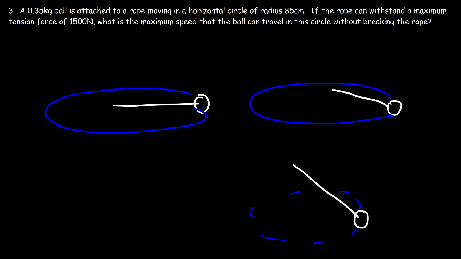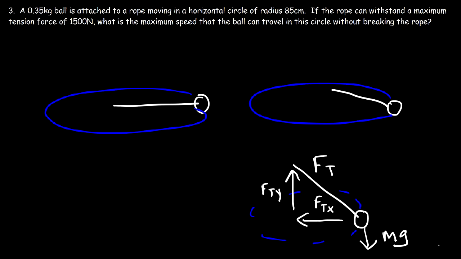Now, the tension force is the force in the rope. So that's going to be the tension force. That tension force has an X component and a Y component, which I'm going to call FTX and FTY. Now the ball also has a weight force, mg. So this is if it's moving relatively slow. This angle is going to be significant.